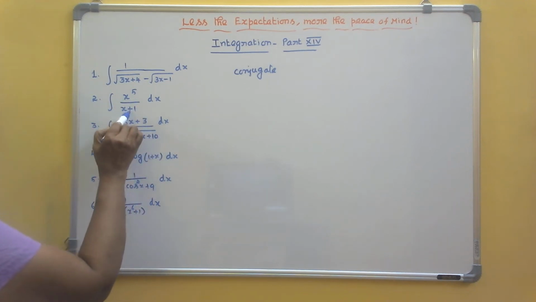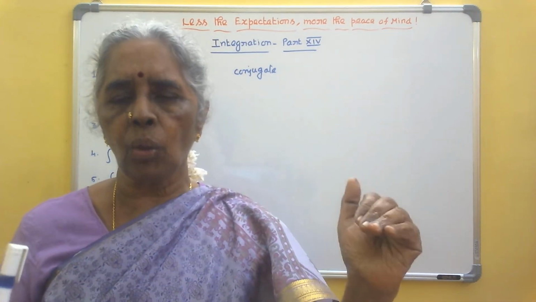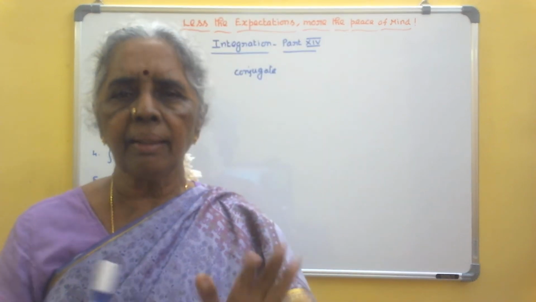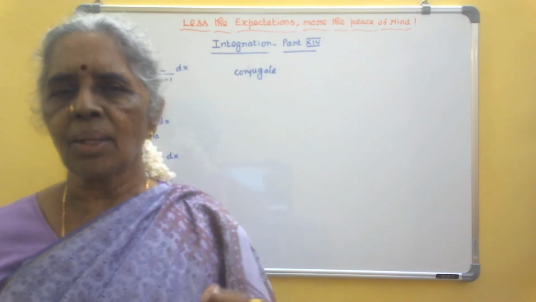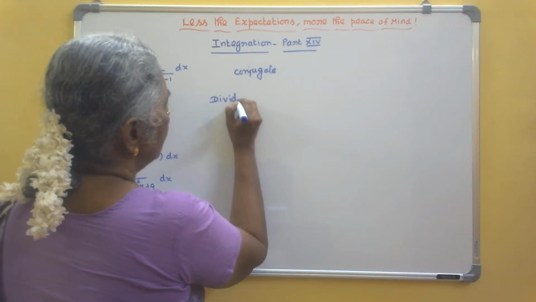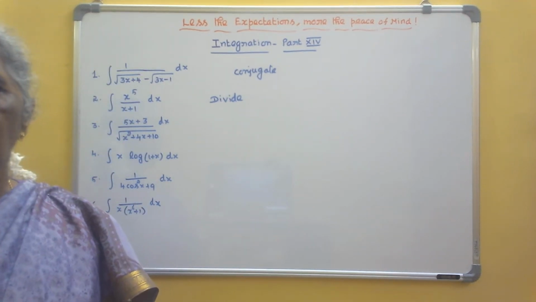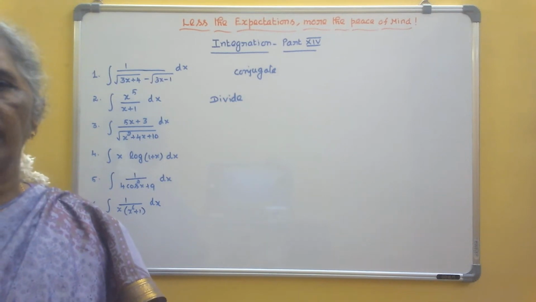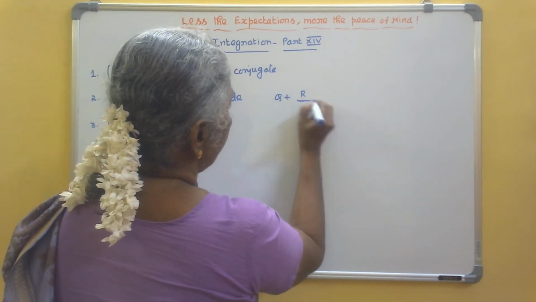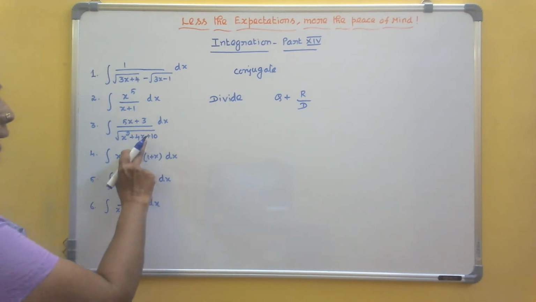Come to the second one. You have got x power 5 by x plus 1 dx. When you look at this numerator and denominator, you should think the degree of the numerator is greater than that of the denominator. So now you remember what concept? You have to first divide. You do long division. Divide the numerator by the denominator till your remainder is at least 1 degree less than the denominator. Then express it as quotient plus remainder by divisor and proceed. Okay?